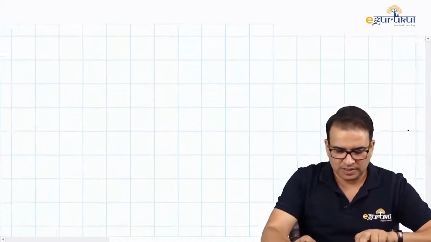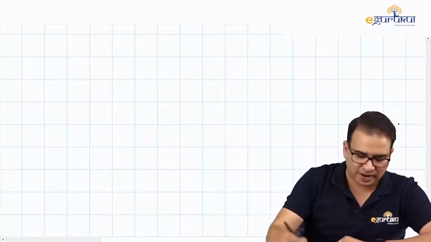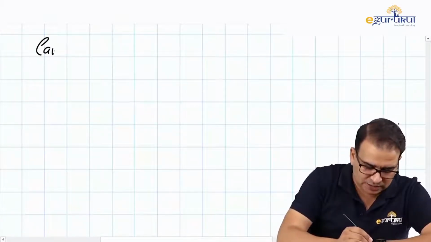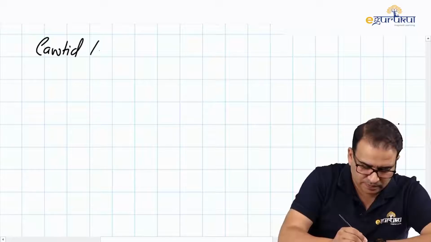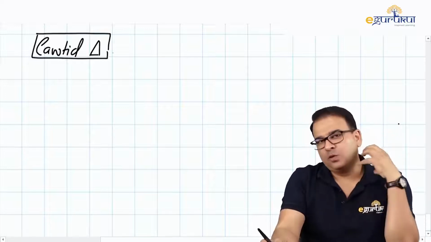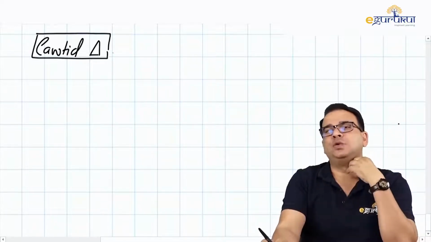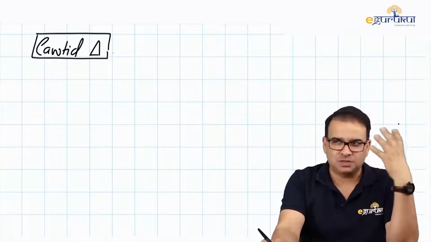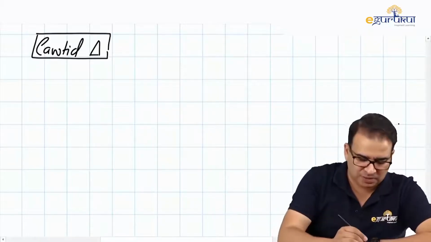Moving on to the next triangle, coming to the anterior triangle, let's deal with the carotid triangle. In the roof of the carotid triangle, what structures will be there? Again, we don't have to draw it. We can easily imagine what structures will be there in the roof.